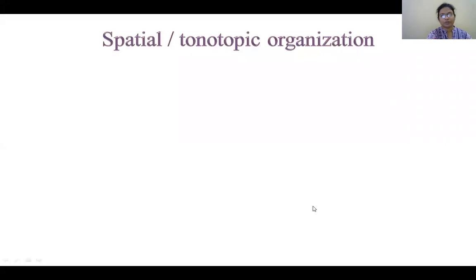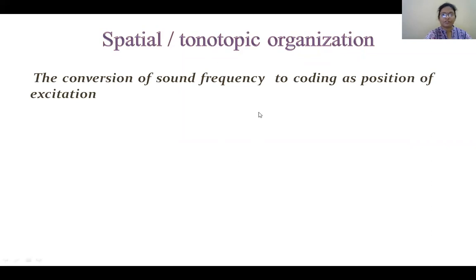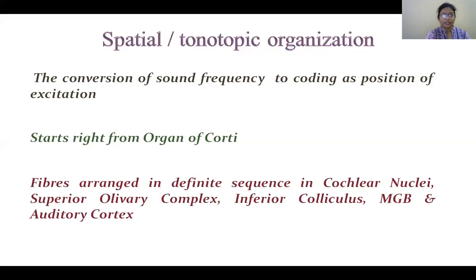Now, spatial and tonotopic organization. What it means is that the conversion of the sound frequency to the coding is related to a specific position of excitement. It starts right from the organ of Corti, that is our hair cells, and this definite sequence is continued from the cochlear nucleus to superior olivary complex, inferior colliculus, medial geniculate body, and auditory cortex. In short, at each and every level of the ascending auditory pathway, the spatial organization is strictly followed.